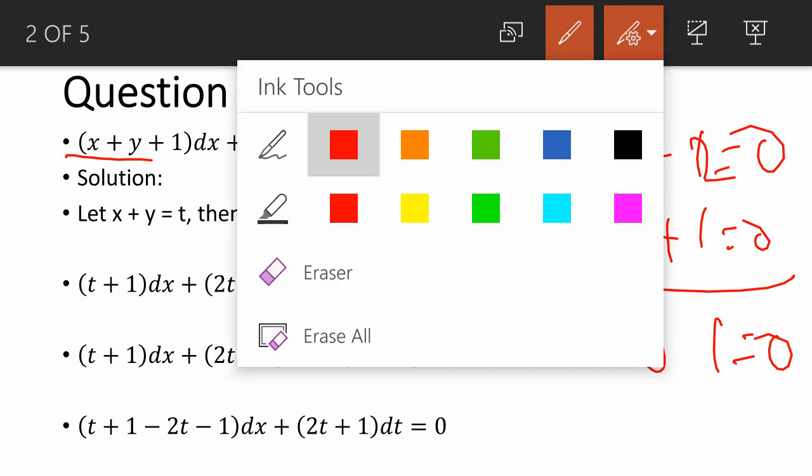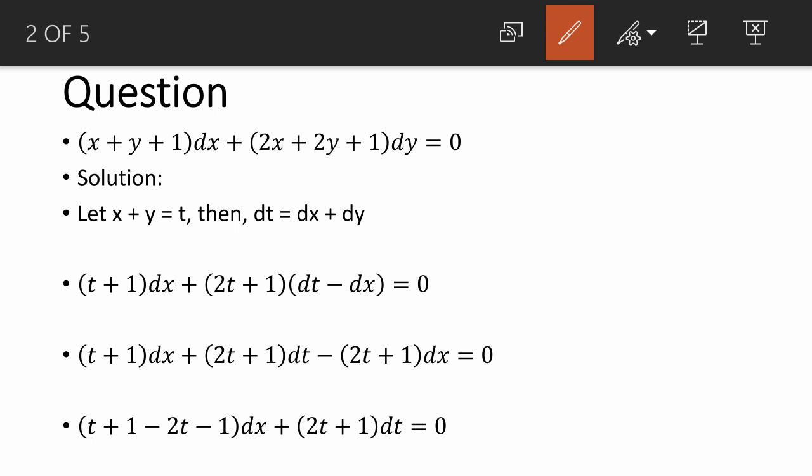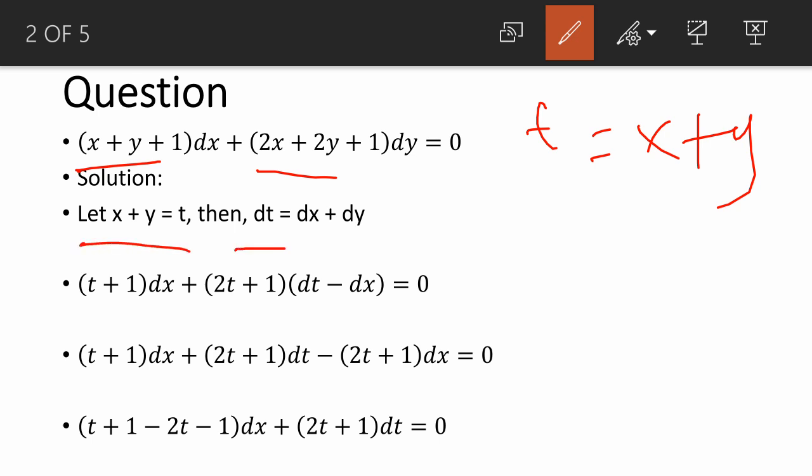To solve a question like this, we can say let t be equal to x + y. Let t represent x + y. Why? Because we have x + y here, and we also have x + y here. Actually, that's the reason why it has no solution, because both are in terms of x + y. So if we say let x + y = t, then it means that dt is equal to dx + dy, according to the addition rule of differentiation.